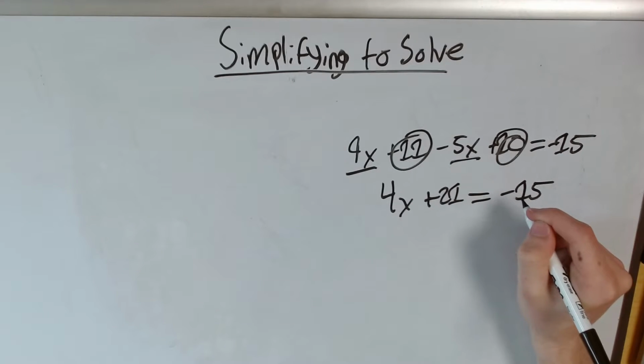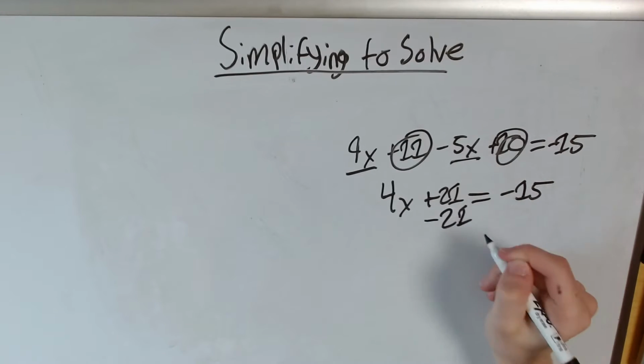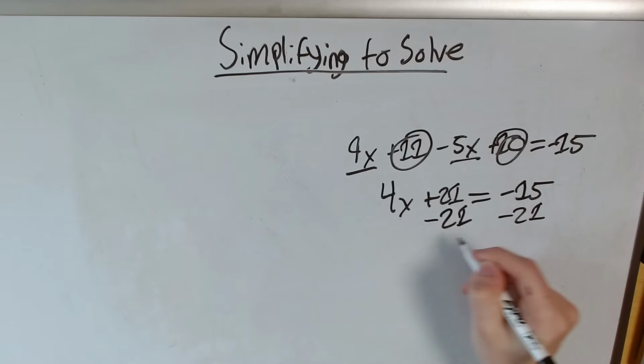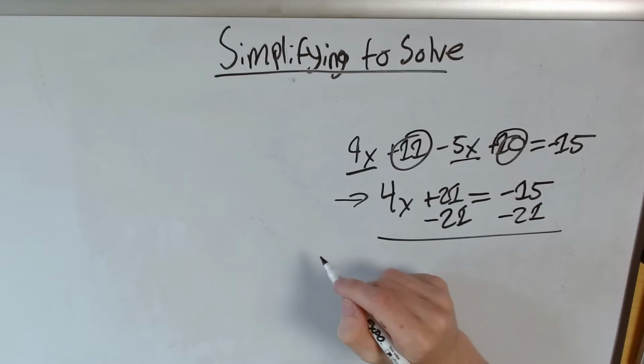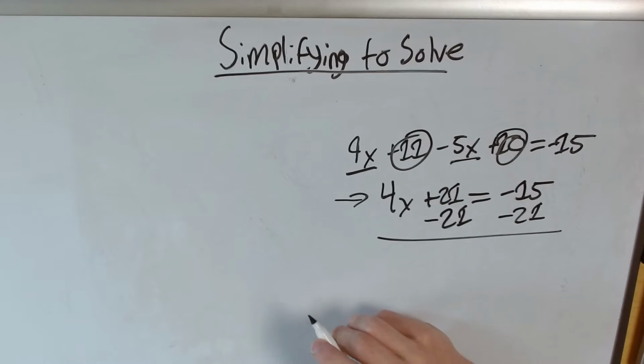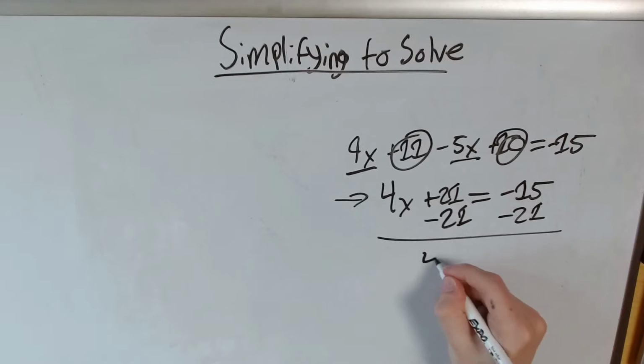Right, now we're going to want to get rid of our 21, so we're going to subtract 21 from both sides. Right, and now if you look at this point, we basically have what we were doing before, a multi-step equation. Right, so we get rid of addition and subtraction first, which we do.